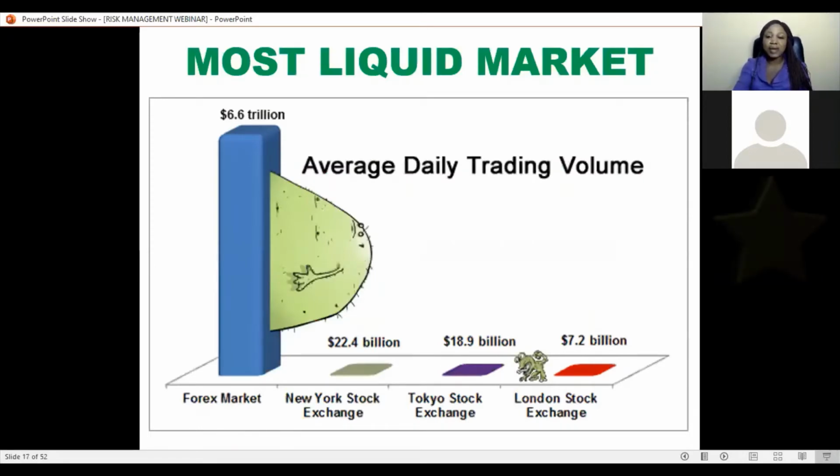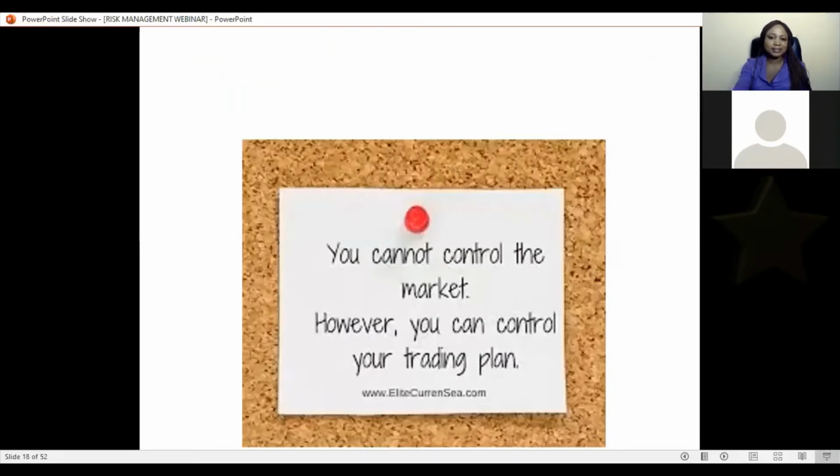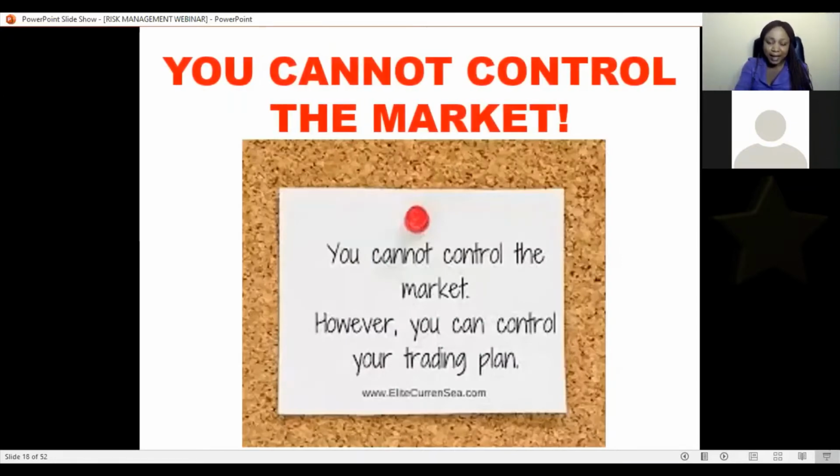I mentioned earlier that we are trading in the largest financial markets. No matter what you're trading in the market as an individual, you cannot control the market. However, you can control your own trading plan. You can control the way you trade. You can control what you lose in the market. You have control over how much you're willing to lose in the market. And if you have this control, how do you go about it? How do you manage how much you lose in the market? That is what this class is about today.